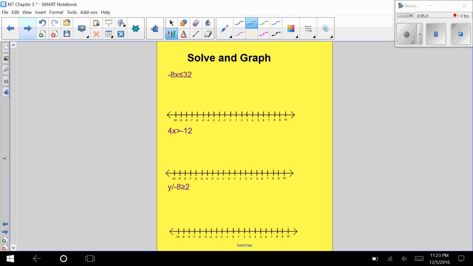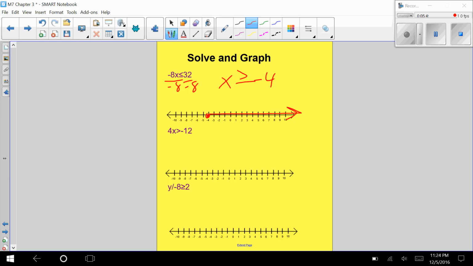And now let's try these three. Negative 8x is less than or equal to 32. Well, to get rid of the negative 8, I'm going to divide both sides by negative 8. I get x and a negative 4. And since I divided by a negative, I flip my inequality around. So at negative 4, I make a filled-in circle, and my arrow goes to the right.